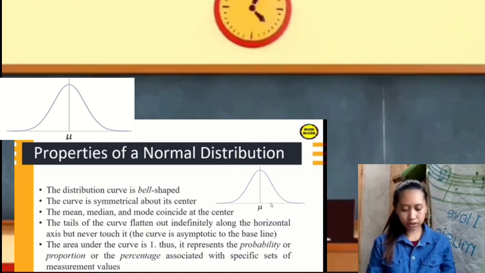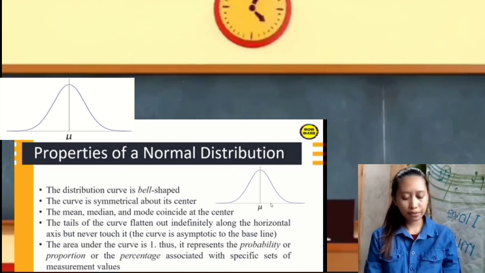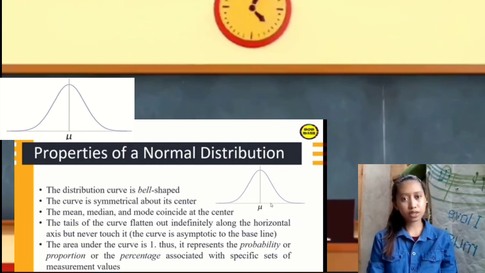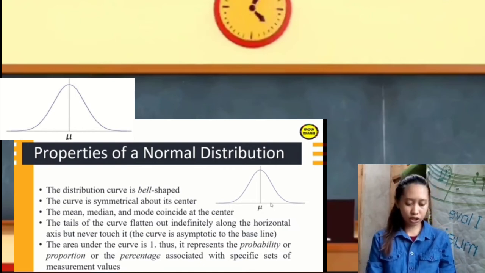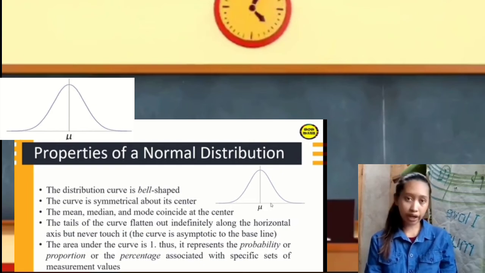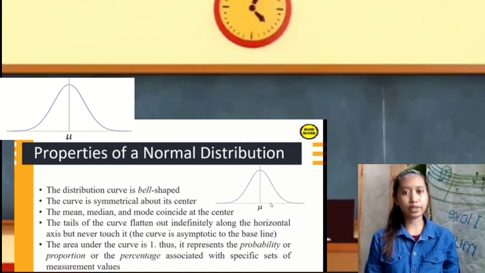The area under the curve is 1. Meaning, the area under the normal distribution is equal to 1. It represents the probability or proportion or the percentage associated with specific sets of measurement values. Again, the area of the normal distribution is equal to 1 or 100%.